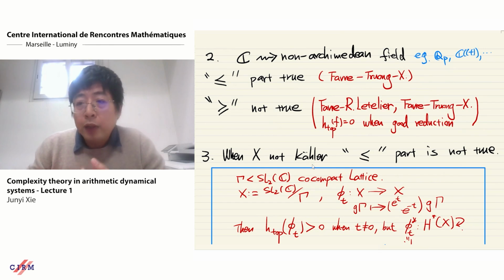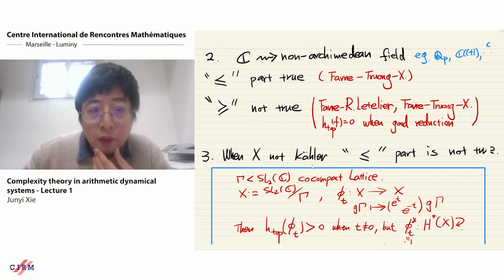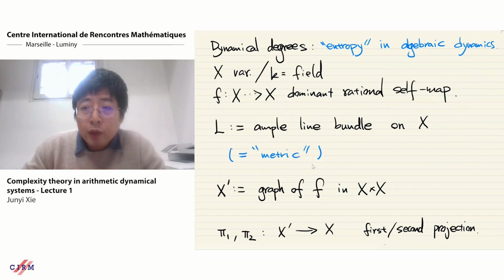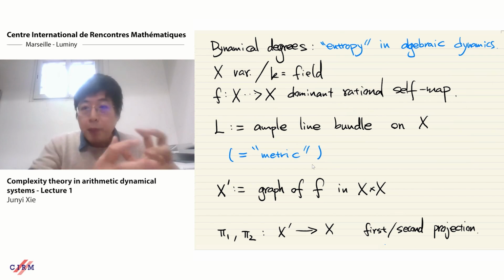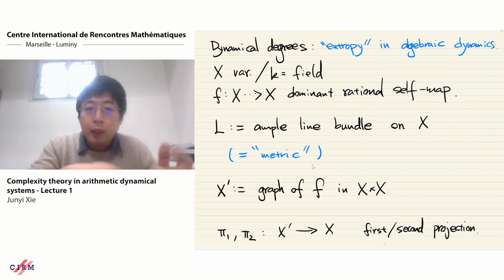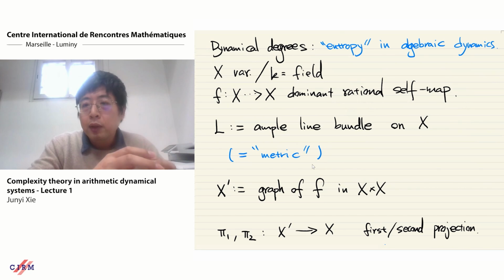So it means that the Gromov part is not true. Okay, so as we already showed that in the complex dynamical system setting, at least for endomorphism of smooth projective varieties, the topological entropy can be written by some dynamical degree. So I think it's very natural to think of this dynamical degree as some analog of entropy in this algebraic dynamics. So now we give the definition of this dynamical degree.